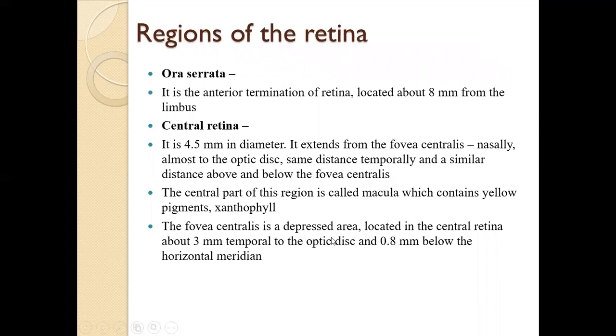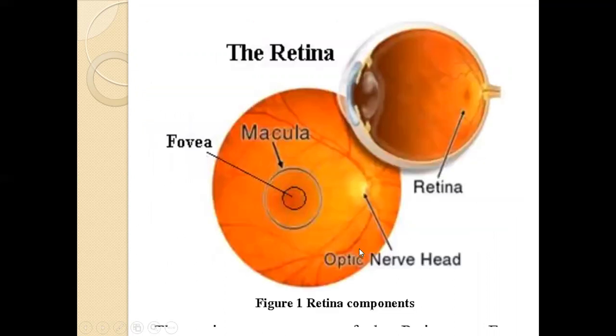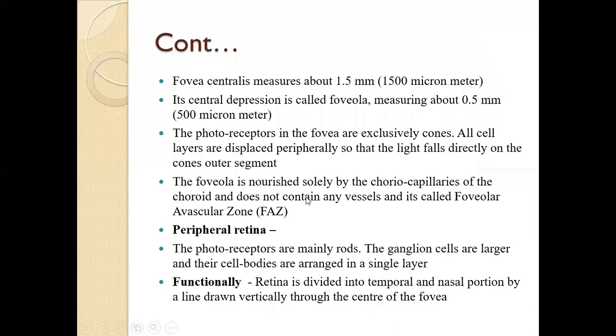And the fovea centralis is a depressed area located in the central retina, about 3 mm temporal to the optic disc and 0.8 mm below the horizontal. So this is the central part of the macula, or central retina. Here, this is around 3 mm from the optic nerve, okay? And this is a depressed area called fovea centralis. This area is around how much? We can say 1.5 mm or 500 micrometer.